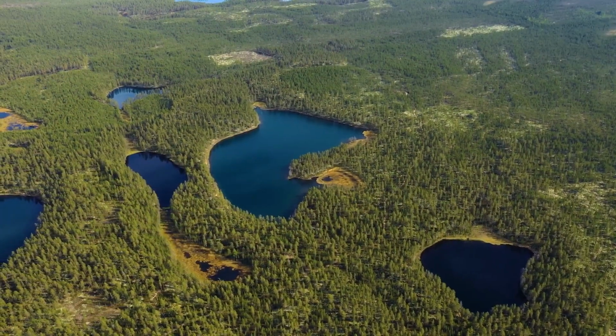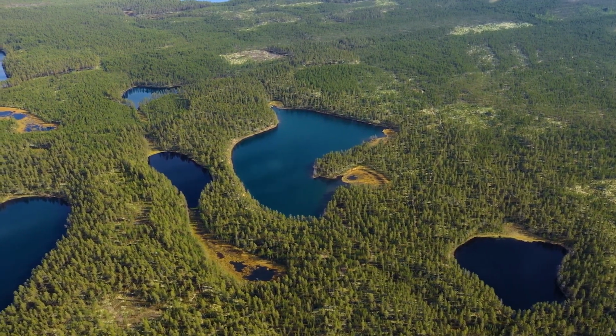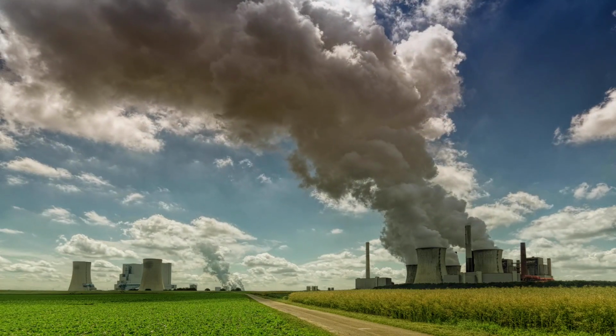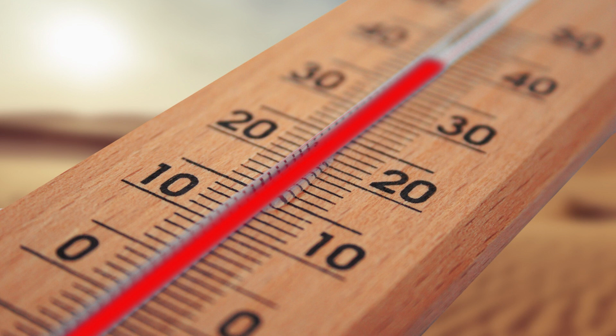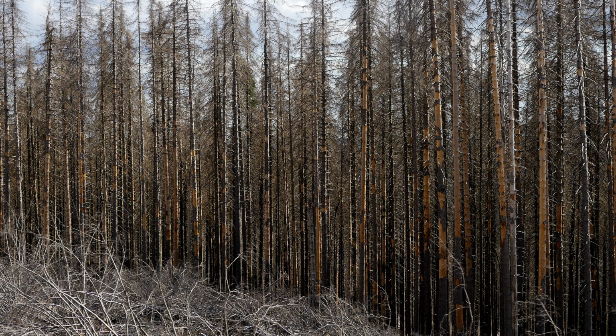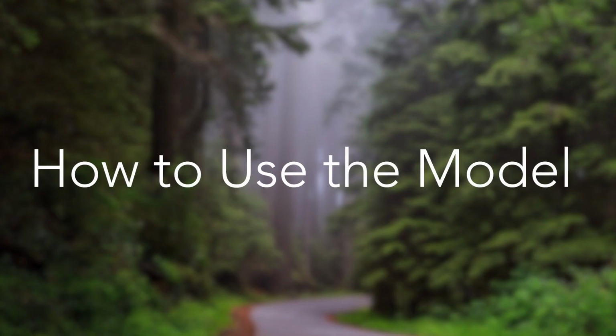Bark beetles normally attack old or stressed host trees, so they may help forest regeneration. However, climate change raises the temperature and causes more droughts. The rising temperatures accelerate bark beetles' life cycle and allow more larvae to survive over winter. The droughts stress more trees. Therefore, the current bark beetle outbreaks are much more severe than before. Let's use a computer model to explore this phenomenon.